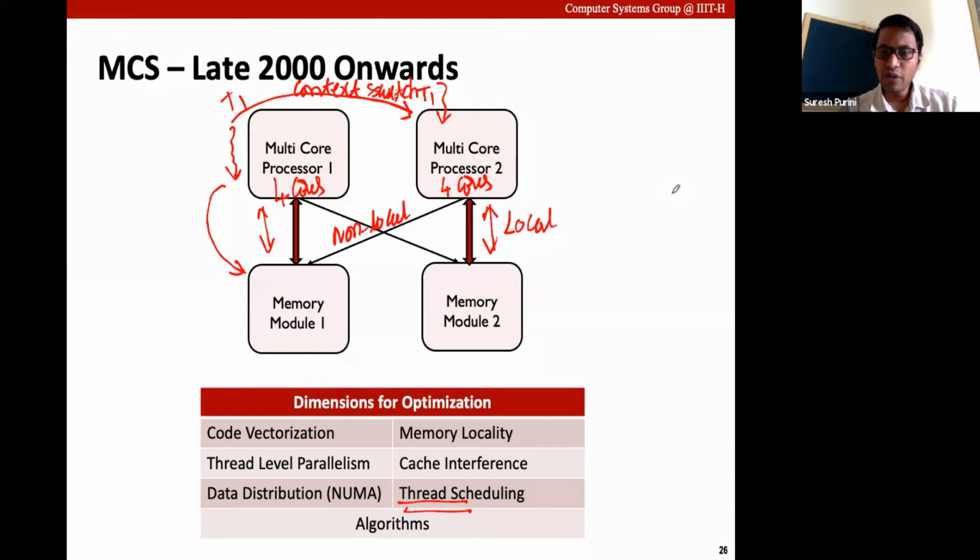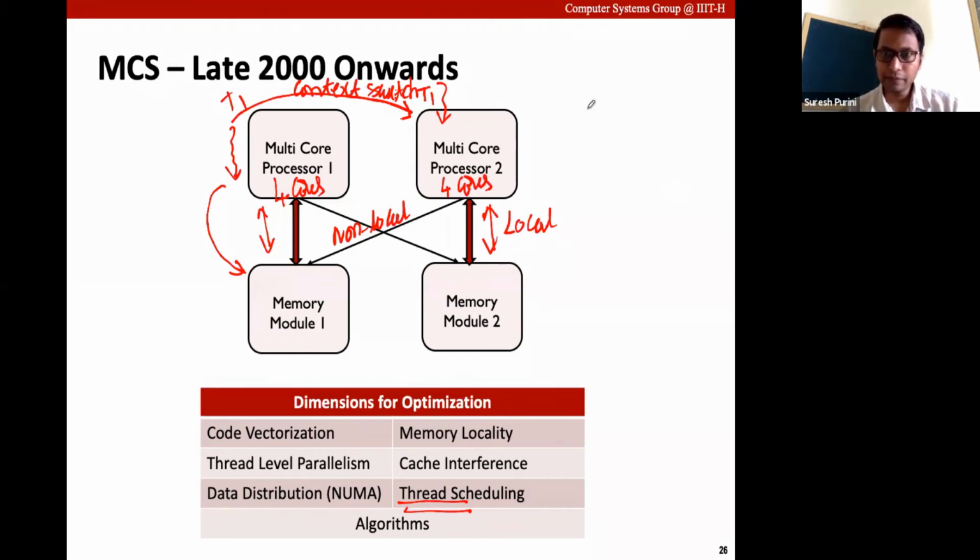Mudit Agarwal has this question: why don't we want to copy the data of T1 from module 1 to module 2 at the time of context switch? It is going to be extremely expensive. Remember, your thread can keep context switching from one core to another, or from one processor to another. It will be very expensive to copy the data from one memory module to another memory module.